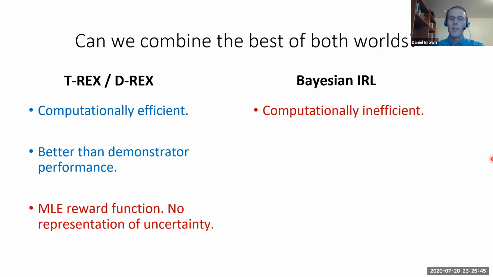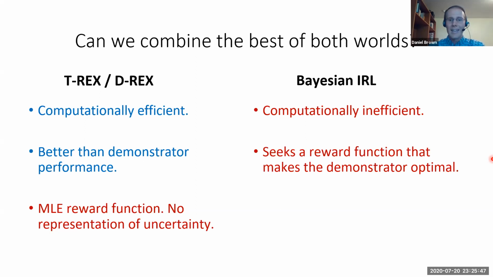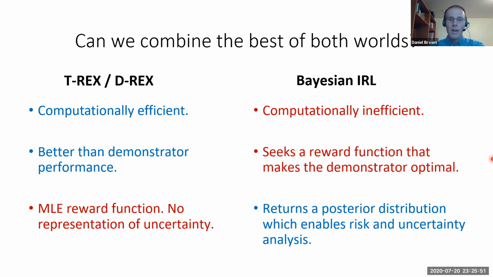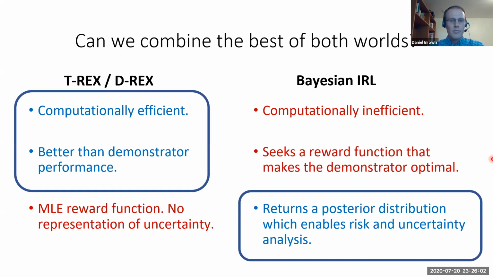We're running this MDP solver over and over again. And it usually is trying to find a reward function that makes the demonstrator look optimal. But it gives us a nice rich posterior distribution over a bunch of different hypotheses that match the demonstrations, which enables us to think more accurately about risk and uncertainty. So can we get the best of both of these?